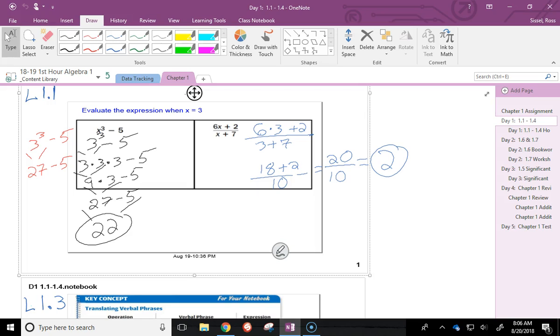Okay. So, evaluating expressions, I don't think you guys are going to have much trouble. All it is, look, if they tell you x is 3, just put it in and solve the problem. Okay?